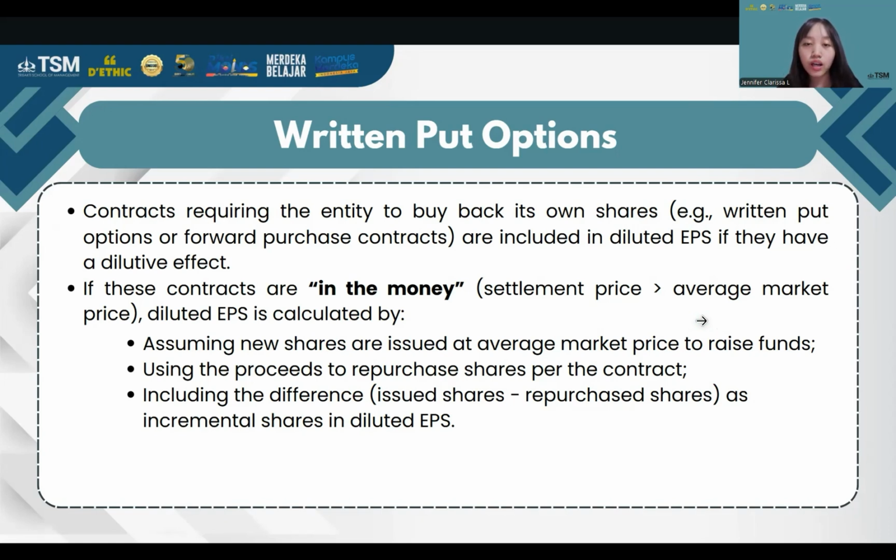So, how to calculate diluted EPS in this scenario? First, we assume new shares are issued at the average market price to raise funds. Second, use the proceeds to repurchase shares per the contract. And then the last one is including the difference, which is the issued shares minus the repurchased shares, as incremental shares in diluted EPS.